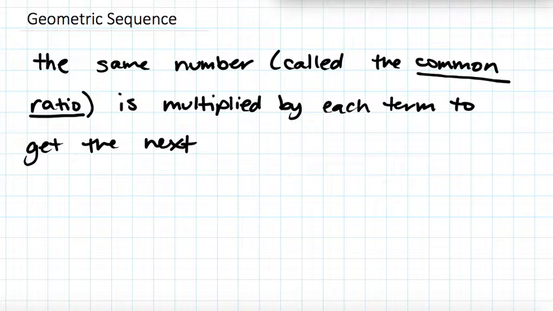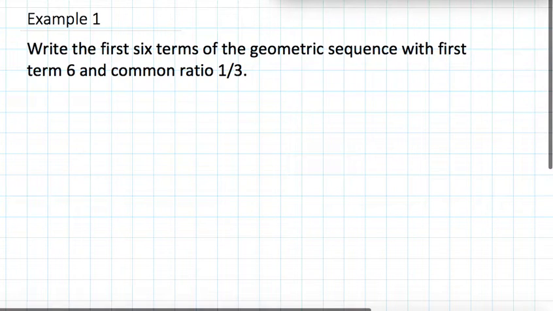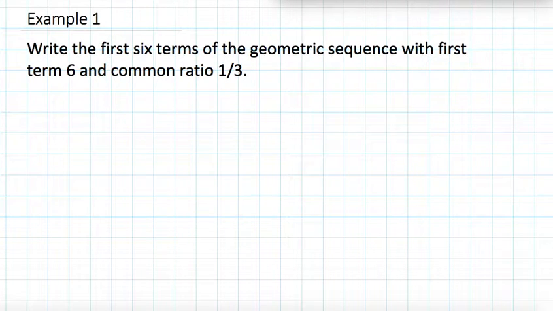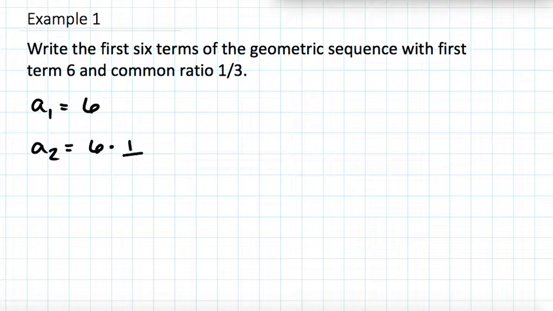So for arithmetic sequences, we add the same number to each term to get the next term. For geometric sequences, we multiply each term by the same number to get the next term. So we're going to start with example 1. It says to write the first 6 terms of the geometric sequence with first term 6 and common ratio 1/3. So first term is 6, and then I multiply each term by 1/3 to get the next term.